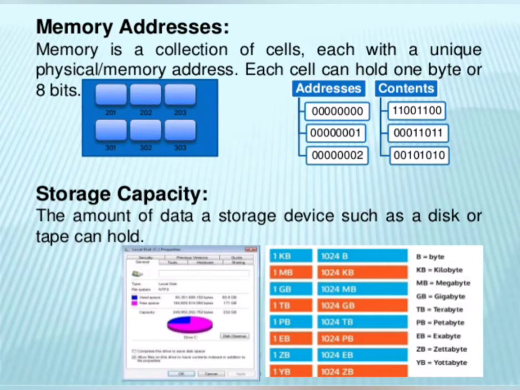Memory addresses. Memory is a collection of cells, each with a unique physical memory address. Each cell can hold 1 byte or 8 bits. Storage capacity: the amount of data a storage device such as a disk or tape can hold.